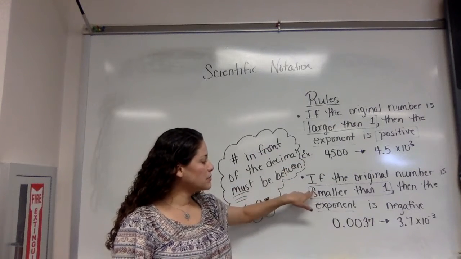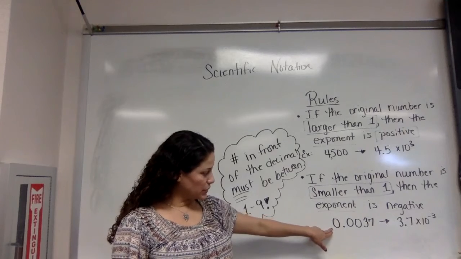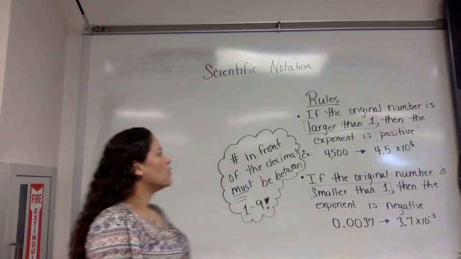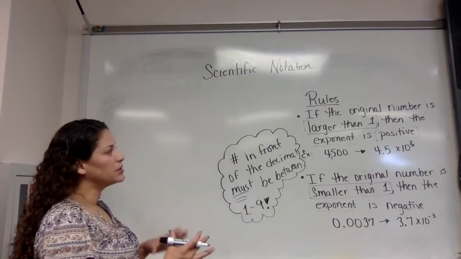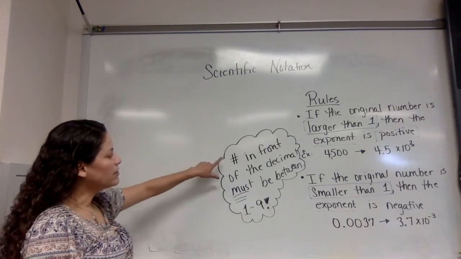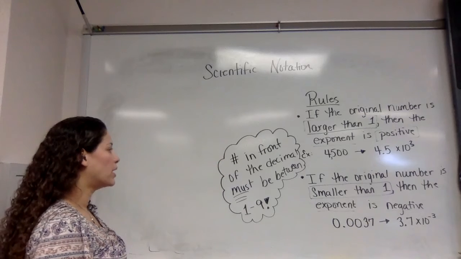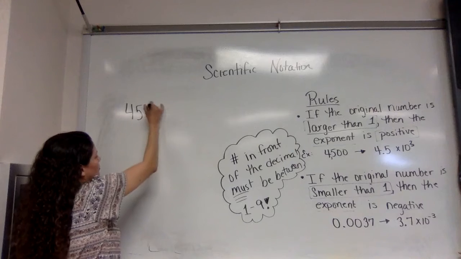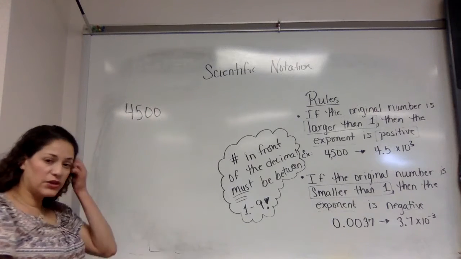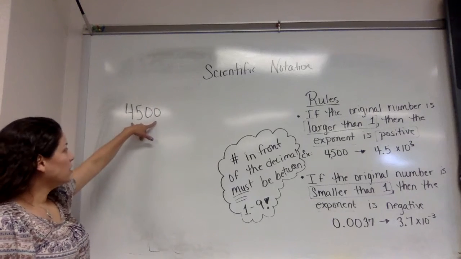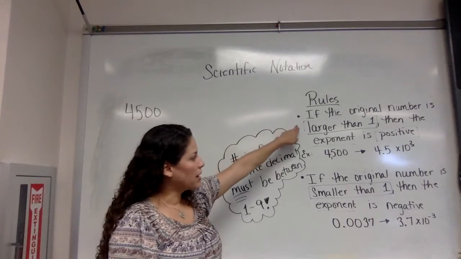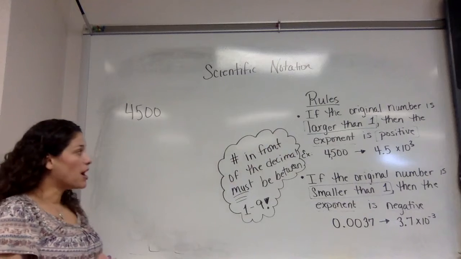If the original number is smaller than 1, like 0.0037 is smaller than 1, then the exponent is going to be negative. Now, when changing these numbers into scientific notation, you want to make sure that the number in front of the decimal is between 1 and 9. So if I take 4,500, and I want to put this into scientific notation, I see 4,500 is larger than 1. So I'm going to follow this rule right here. So I know my exponent is going to be positive.